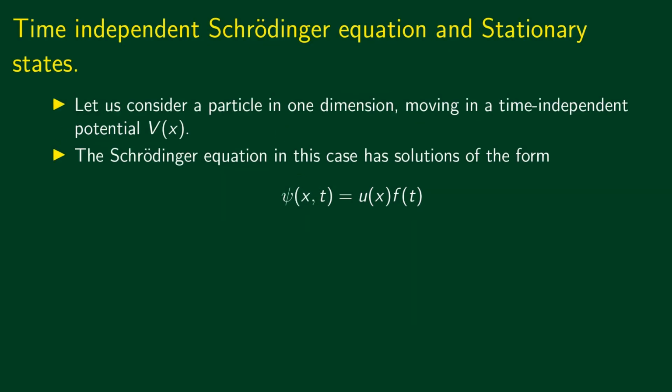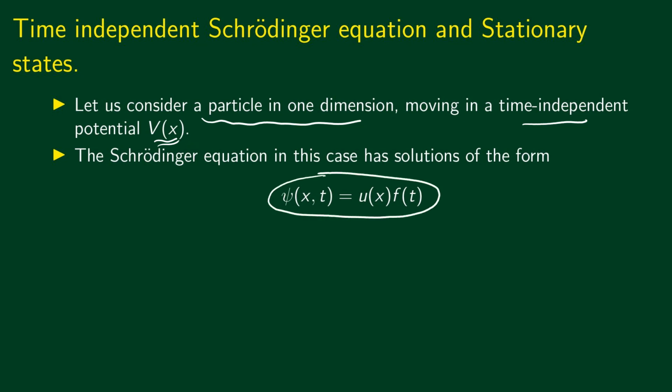Now we shall consider a particle in one dimension moving in a time-independent potential V of x. In the case of a time-independent potential, we can see that the Schrodinger equation can be separated into two different equations. This can be seen by taking psi of x comma t as u of x multiplied by f of t.